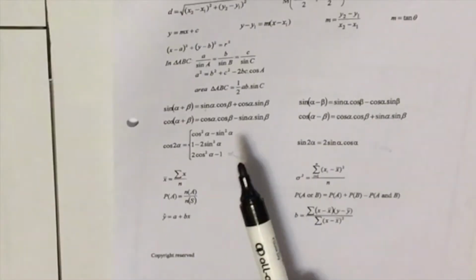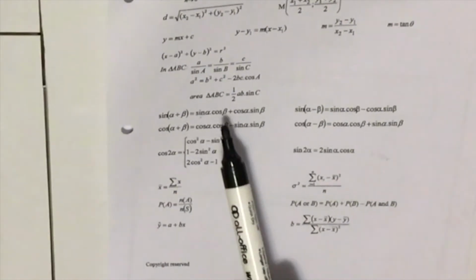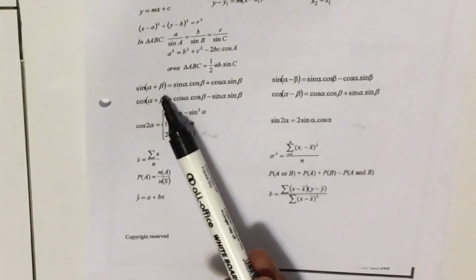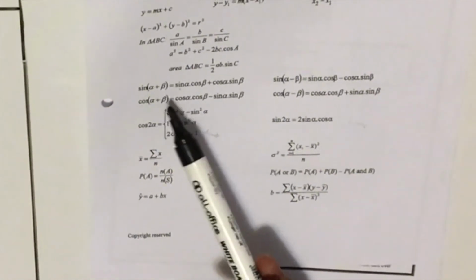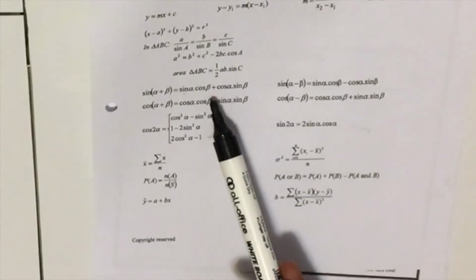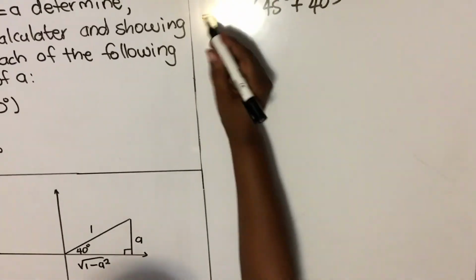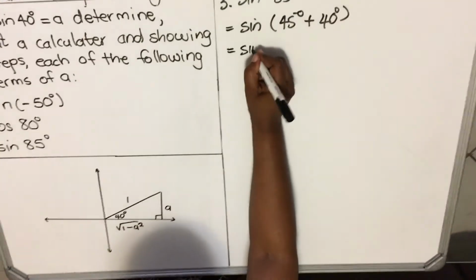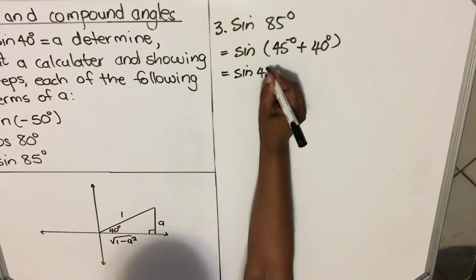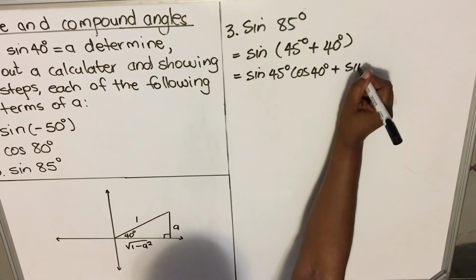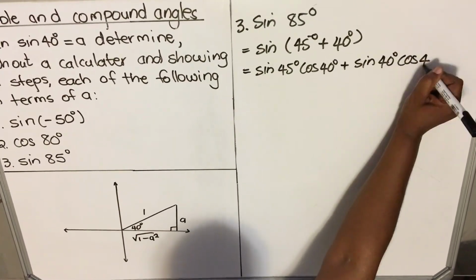When you're dealing with a compound angle, please go to your formula sheet and find the compound angles. The compound angles are around there. Then find the one that has a sine and a plus. This is the one. So it's sine cos, sine cos, and there's the same sign between them. Because it's a plus, it's gonna be a plus. Now let's go back to your problem and compound it. So it will be sine 45 cos 40 plus sine 40 cos 45.